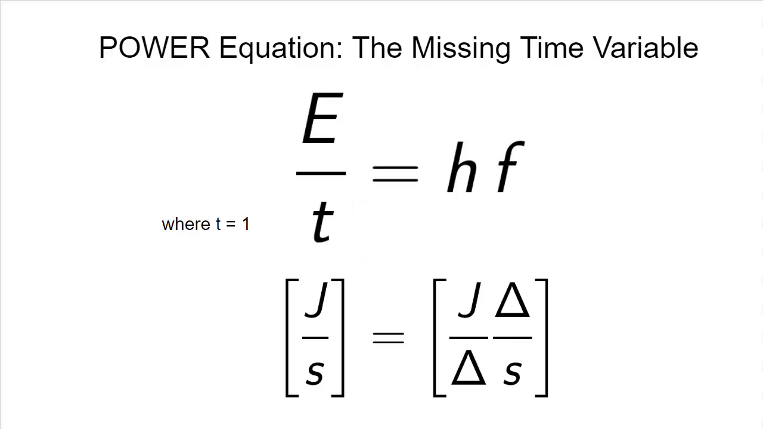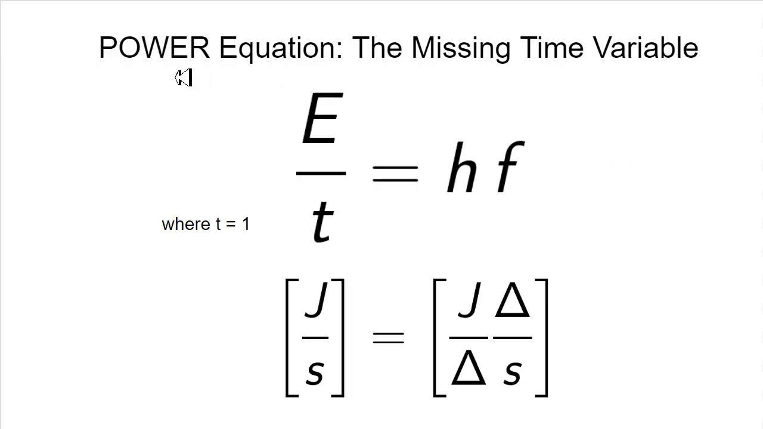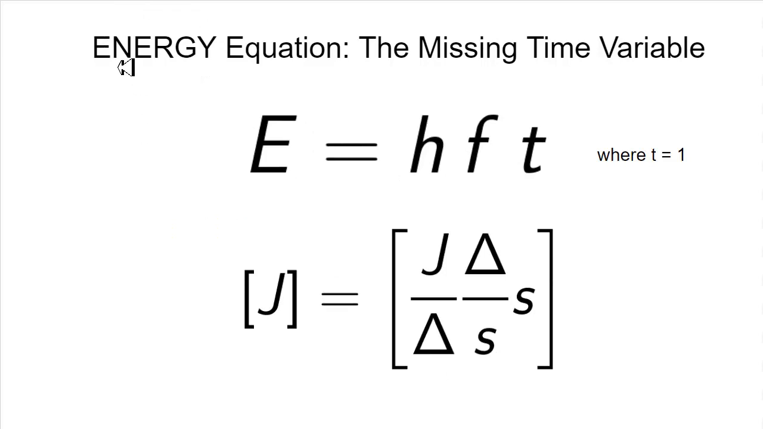So next, I am going to multiply both sides by t. Okay, so I am going to write this equation now, instead of being a power equation, this has now become an energy equation. And so we have energy is equal to Planck's constant times the frequency of light times some time variable, times this measured time variable. And again, I, in my mind, set t equal to 1. So here's what happens when I do that.